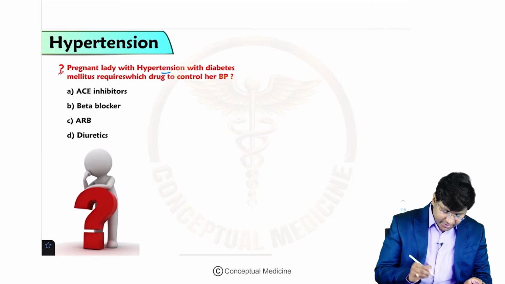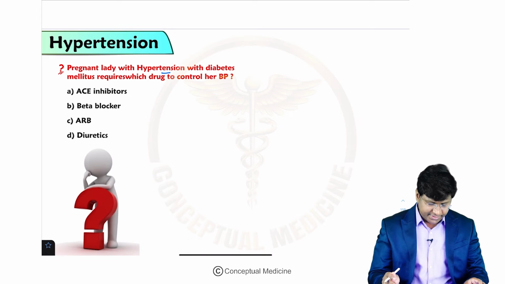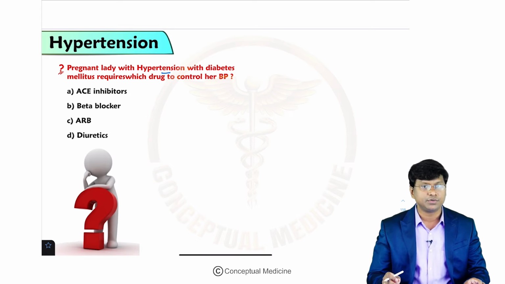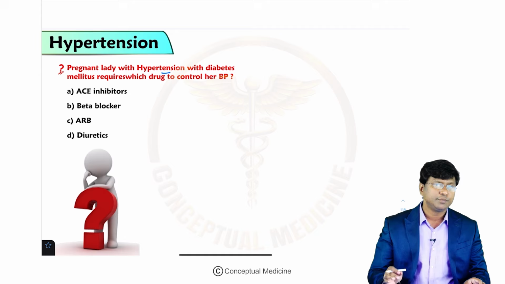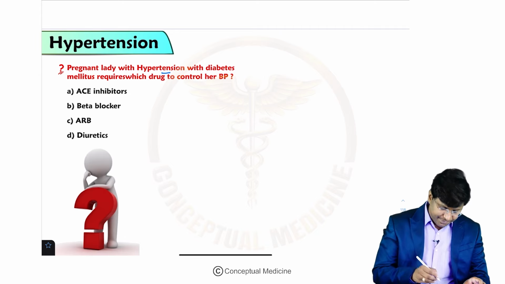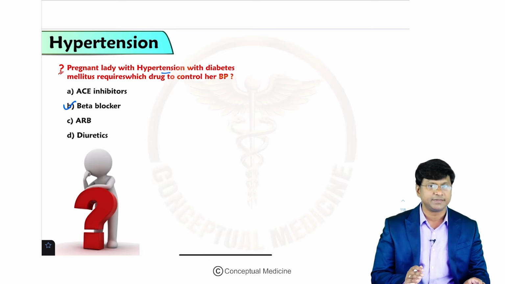Next, a pregnant lady with hypertension with diabetes mellitus requires which drug to control her blood pressure? ACE inhibitors, beta blockers, angiotensin receptor blockers and diuretics. So a pregnant lady with hypertension with diabetes mellitus requires beta blockers to control her blood pressure.